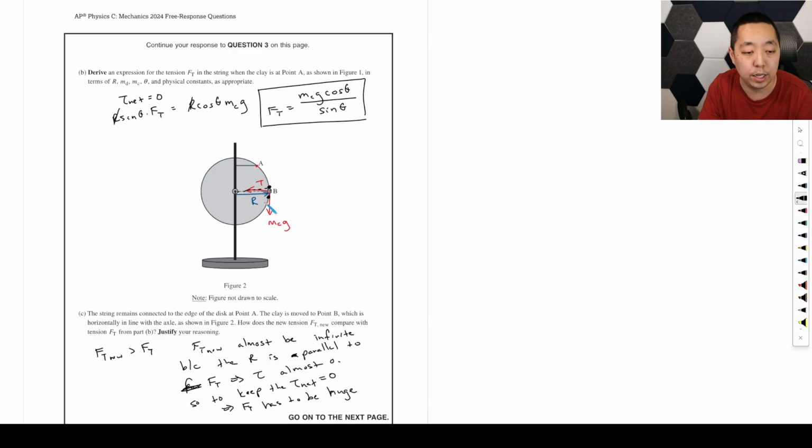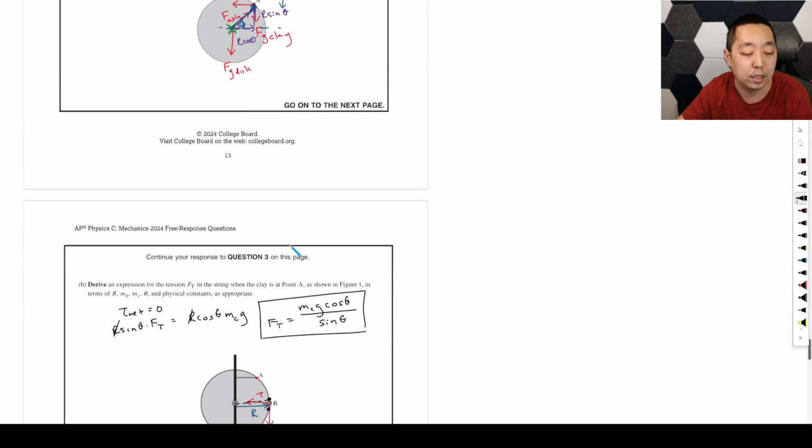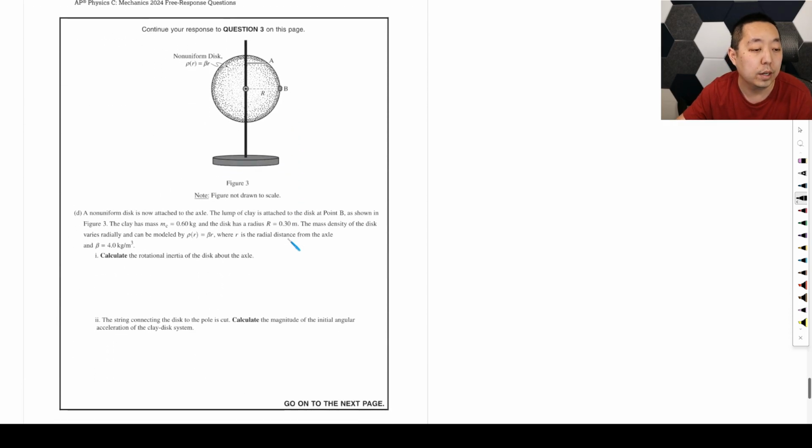And so then it would rotate a little bit, but then the tension would probably be enough to keep it stopping. But it would be very, very big at that point, much bigger than whatever it had to be up here. Okay, non-uniform disc is attached to the axle.